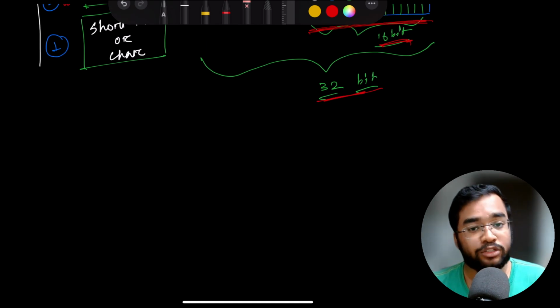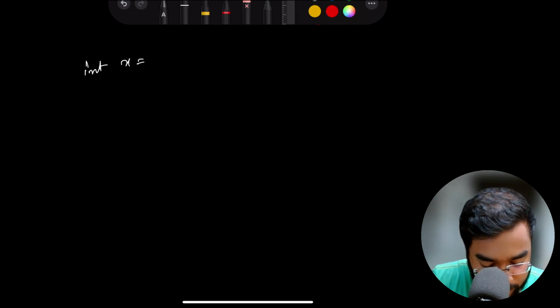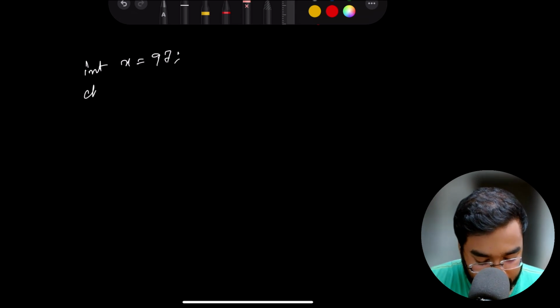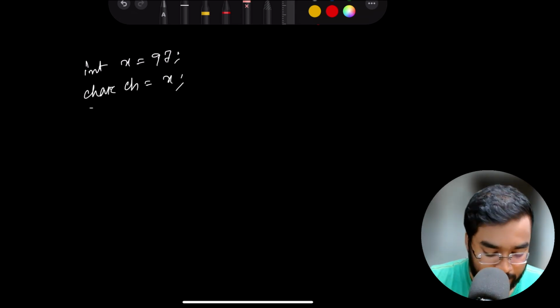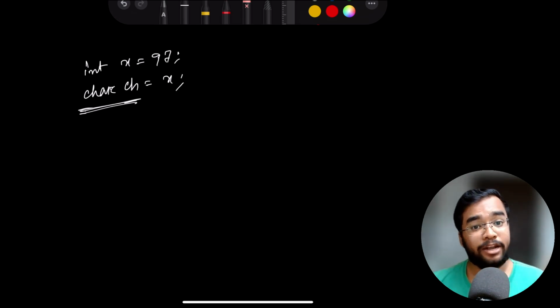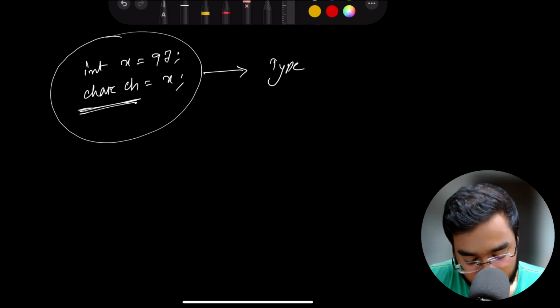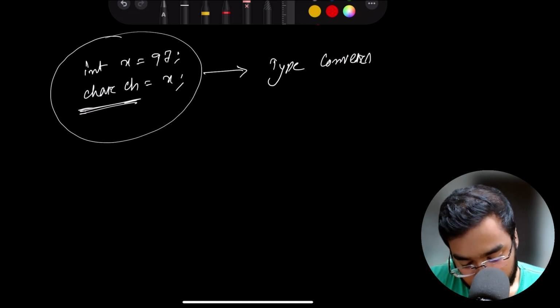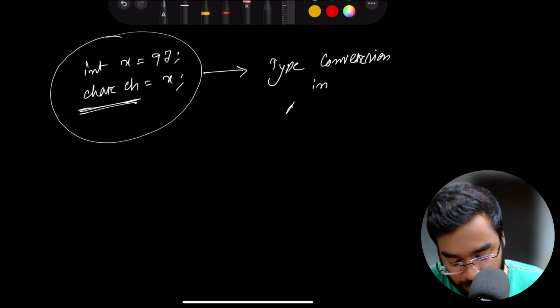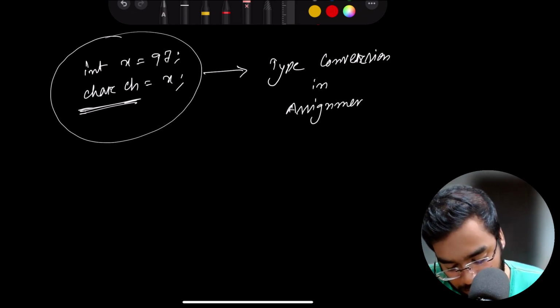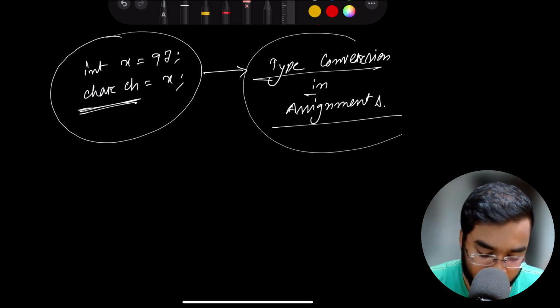So what does it mean? If you want to add something, by default it will be stored in float. So does it mean that we can't store it as character, we can't store it as integer? What if we write integer x equal to, for example, 97, and if I write character ch equal to x, then what would be stored in character here? So this kind of situation also we have to face, and to overcome this we need type conversion in assignments.